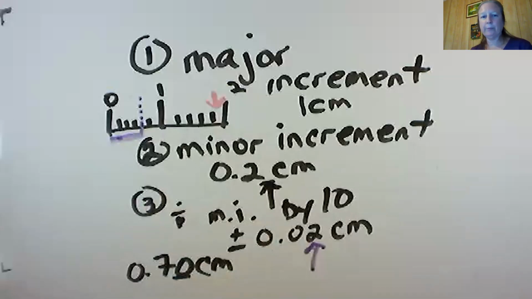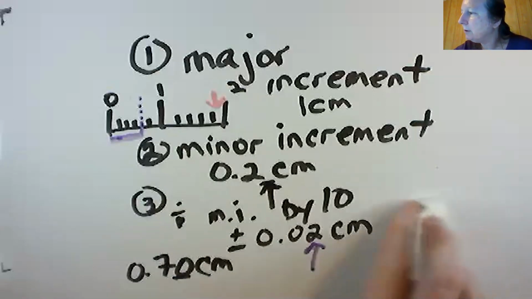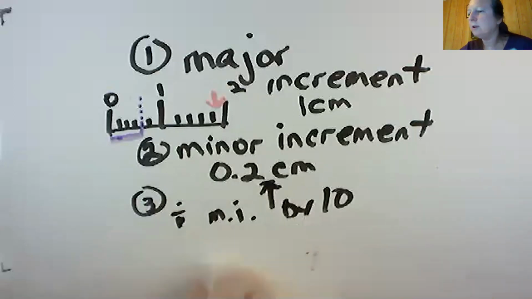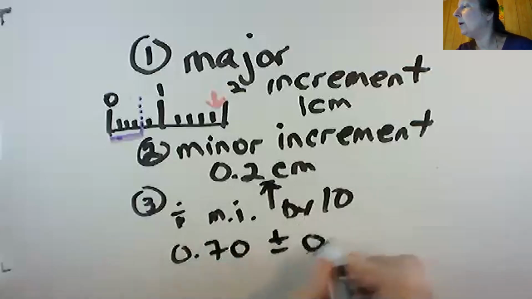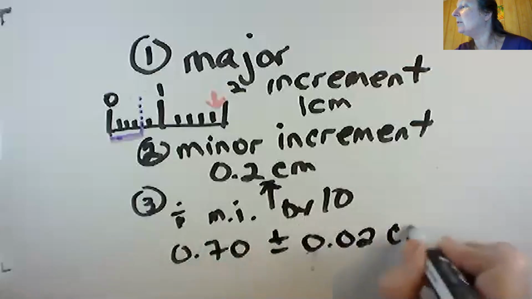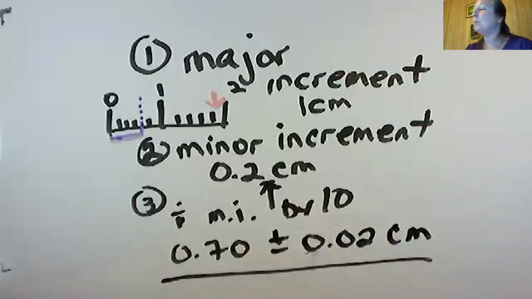I always run out of room. So I'm going to rewrite this. Nice thing about recording, you can back it up. So I would give my answer as 0.70 plus or minus 0.02 centimeters. That's my measurement. But someone else might say, oh, it looks like 0.69 plus or minus 0.02 centimeters.